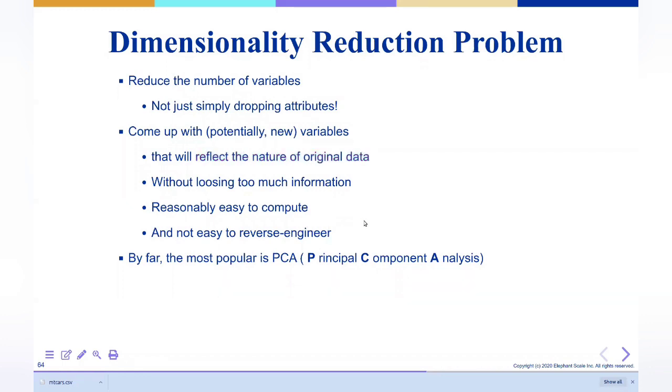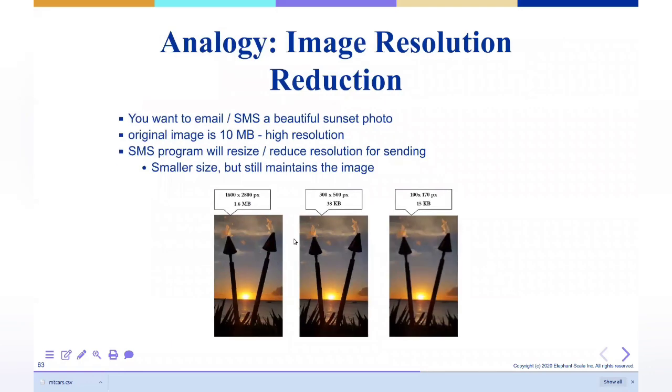And also, we want this to be very easy to compute. Let's say I'm shrinking the picture from here to here. It should be fairly quick. It doesn't have to be very highly complicated, something that takes a lot of CPU on the phone. It should be fairly quick.